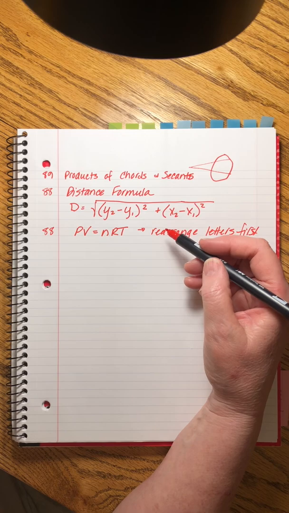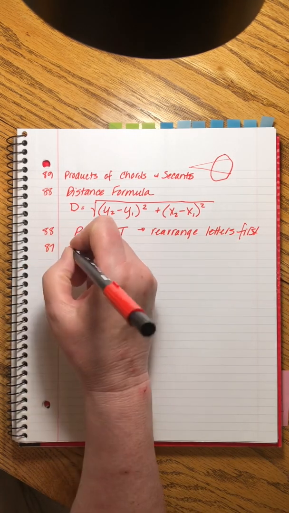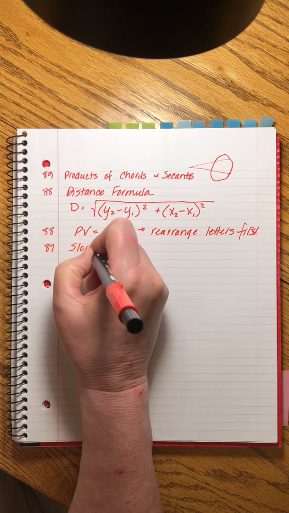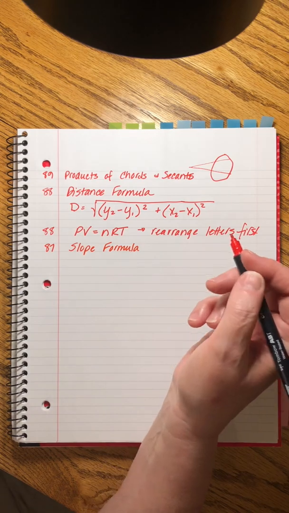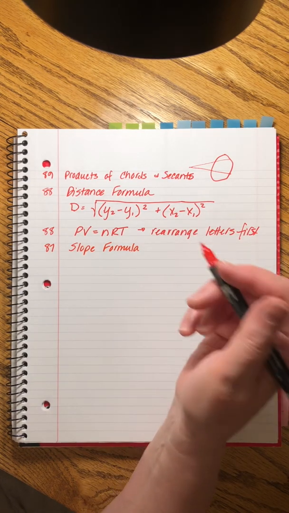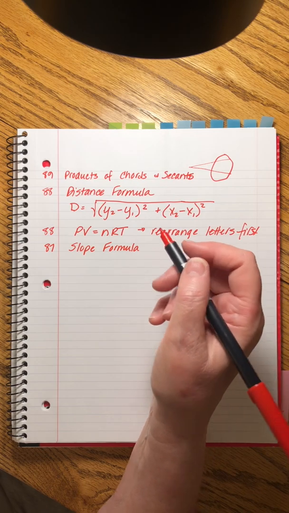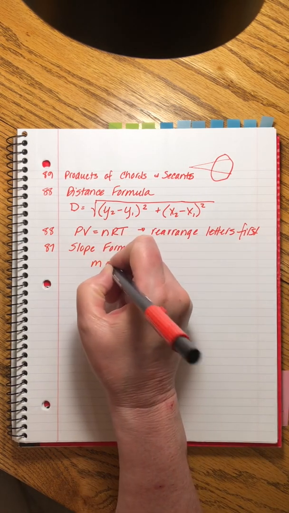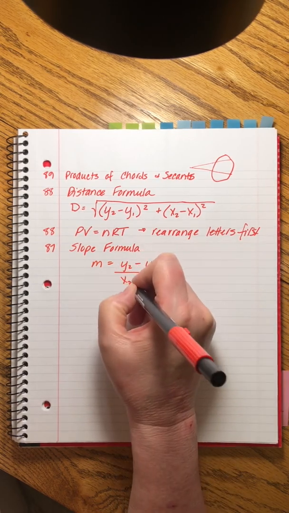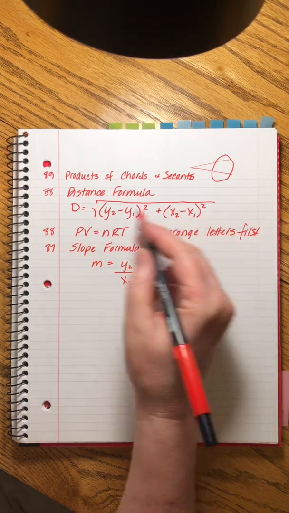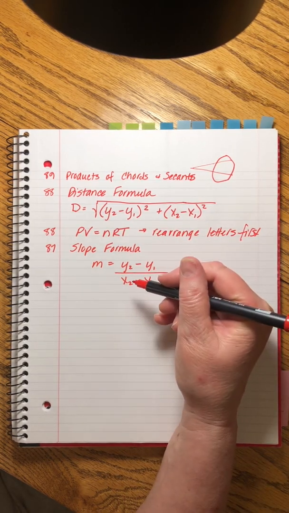And let's see, 87 is slope formula. Oh, see, this is what happens, you guys. I get emotionally attached to all of these topics, and I just want a problem on all of them because they're so fun. The slope formula is this. See how it looks so much like the distance formula? You need to memorize that and be able to use it.